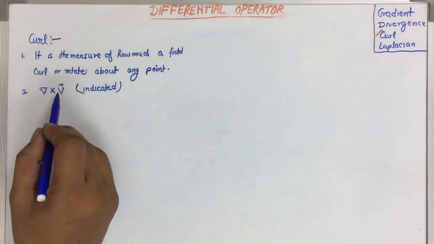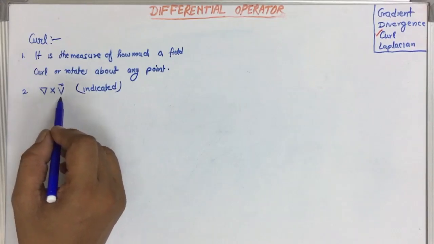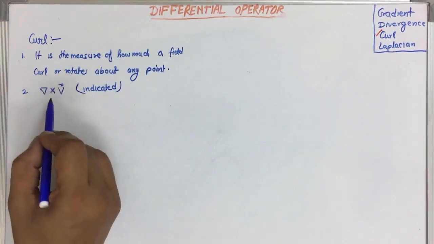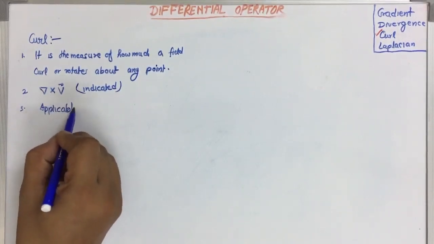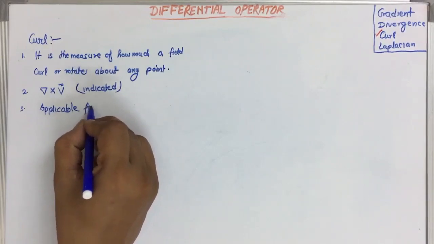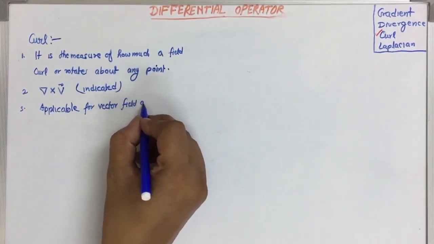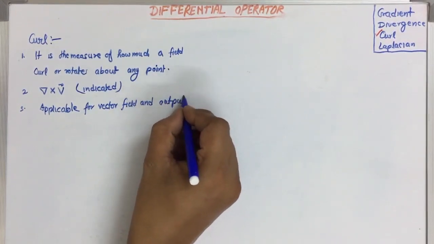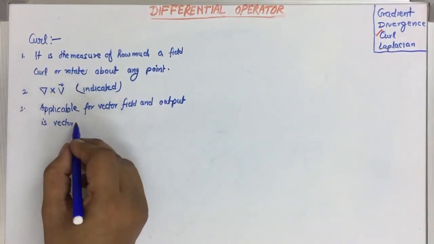Second thing that we can say: if it is indicated this way, then it means this is applicable for a vector field and the output is again a vector quantity.